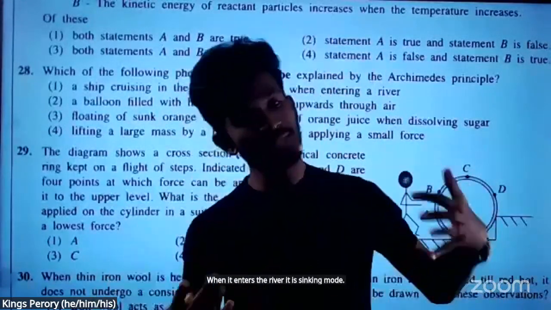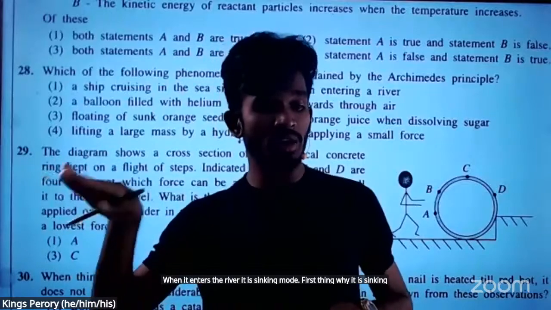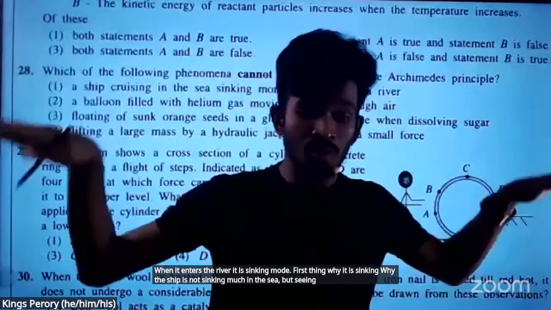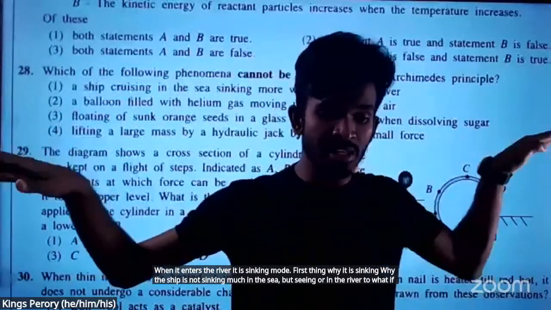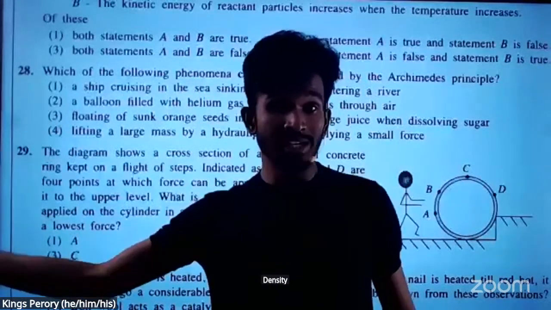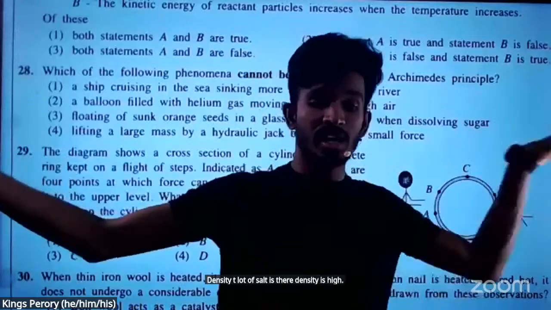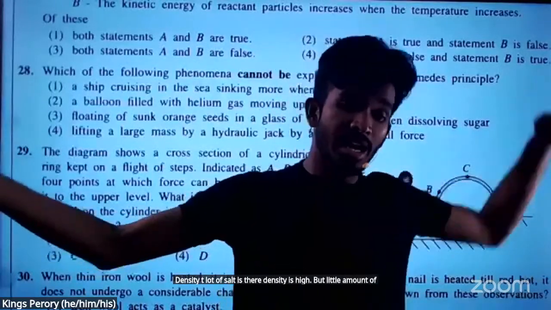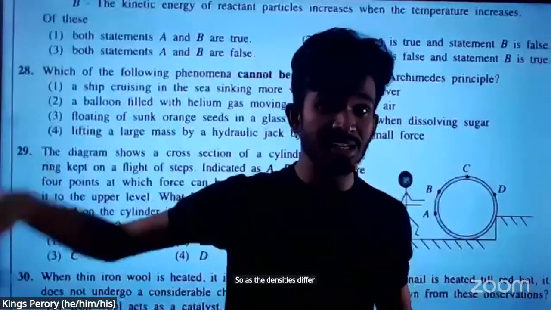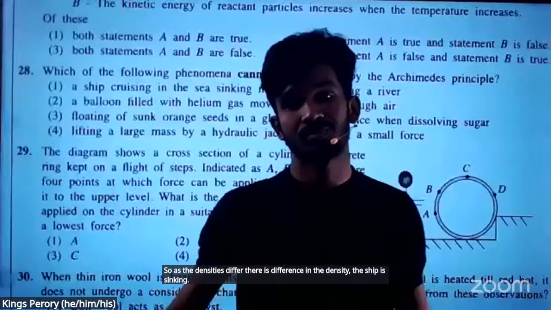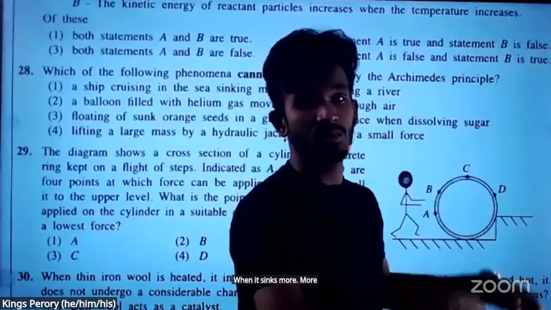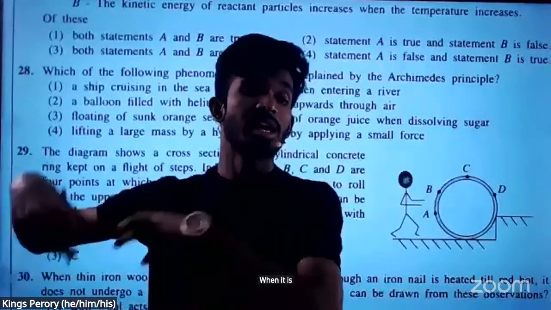First thing, why is it sinking more? Why is the ship not sinking much in the sea, but sinks more in the river? Due to what difference? Density. A lot of salt is there in the sea, so density is high. A little amount of salt is there in the river, so density is low. As there is a difference in the density, the ship sinks differently. When it sinks more, more water is displaced out. When it sinks less, less water is displaced out.